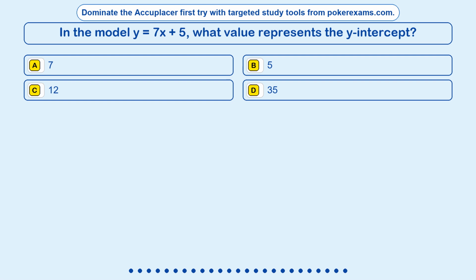Question 11. In the model y equals 7x plus 5, what value represents the y-intercept? Option A, 7. Option B, 5. Option C, 12. Option D, 35.